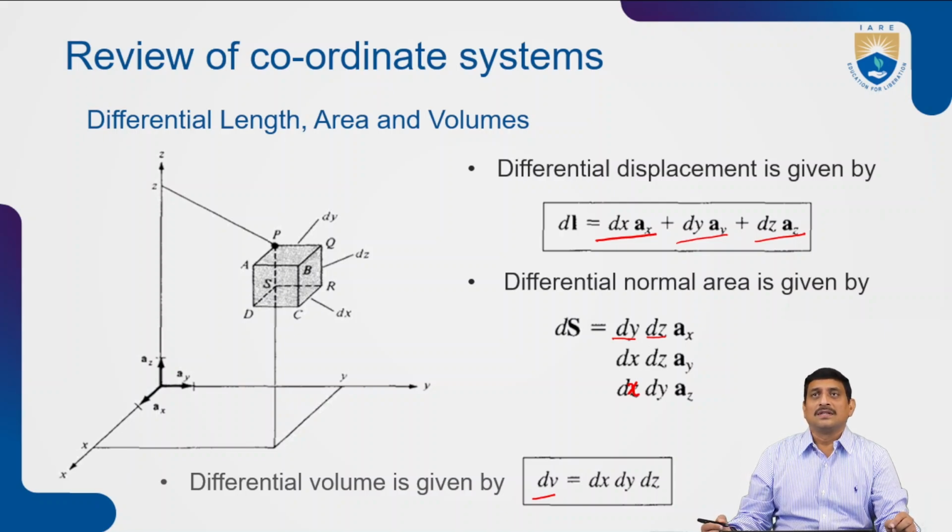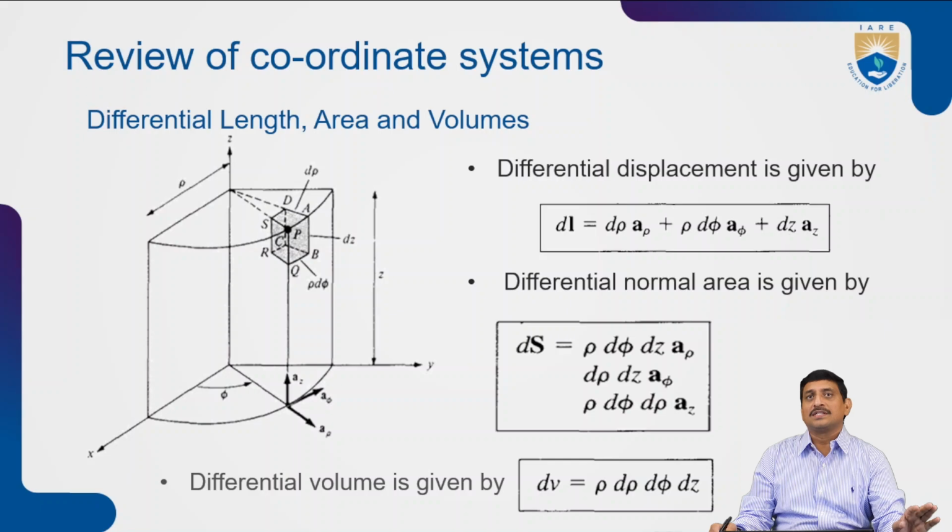So these are the differential displacement, differential normal areas, as well as differential volume in the case of the rectangular coordinate system. But this is not the same case if I go for the cylindrical or spherical coordinate system. Let us see in the cylindrical coordinate system what the differential displacements, normal areas and volumes are. Let us go ahead with the spherical coordinate system.